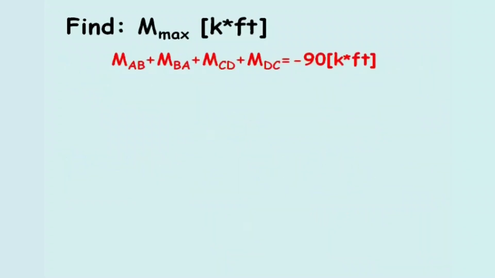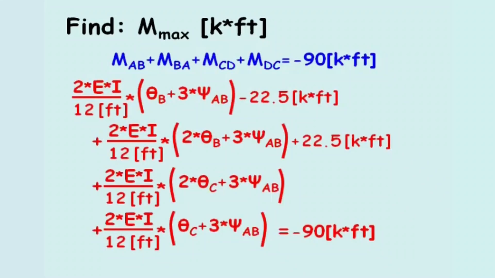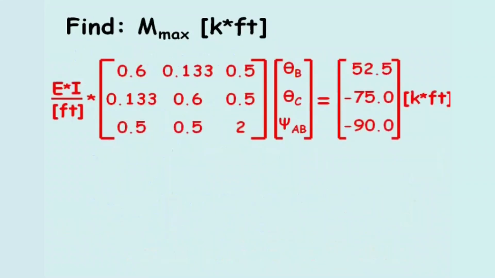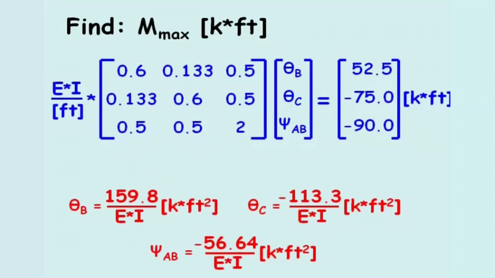Next, we'll substitute the defined values for these 4 moments in terms of theta B, theta C, and psi AB. Once simplified, this equation will be our third and final equation needed to solve our linear system of 3 equations and 3 unknown variables. Solving the linear system, the values of theta B, theta C, and psi AB are determined. With these values, the moment at each joint can be calculated explicitly by plugging in these variables.